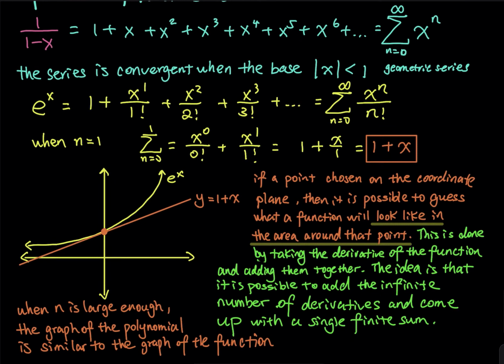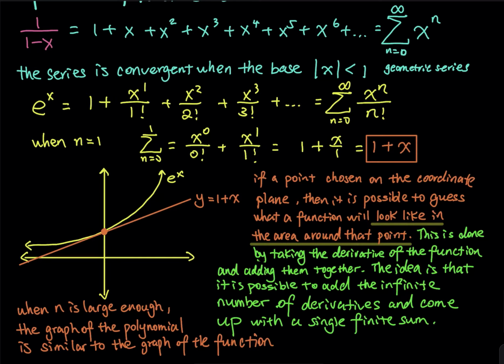idea of Taylor series. I wrote everything down because they are so important. I don't want to just say it, I want to say it and write them down. If a point is chosen on the coordinate plane, which is the xy plane, then it is possible to guess what a function will look like in the area around that point. This is done by taking the derivatives of the function and adding them together.